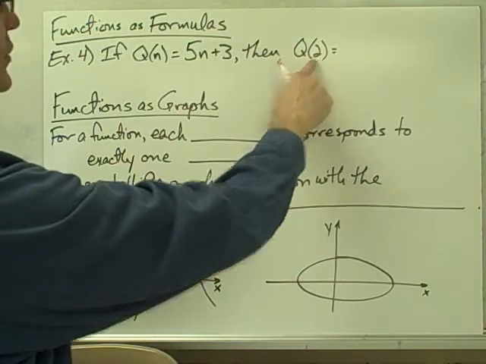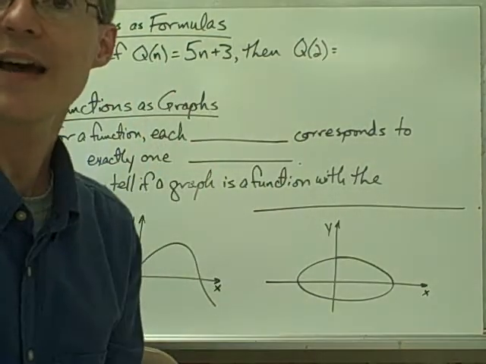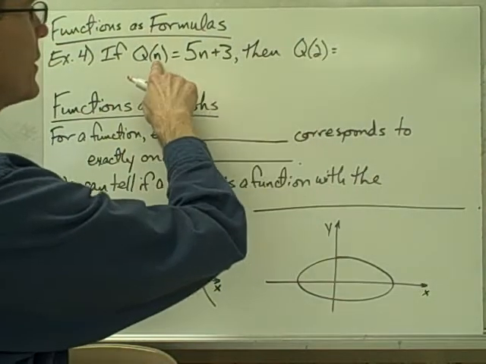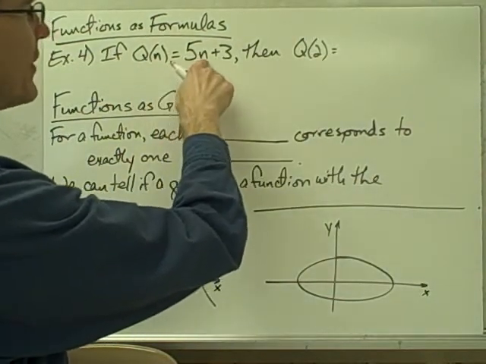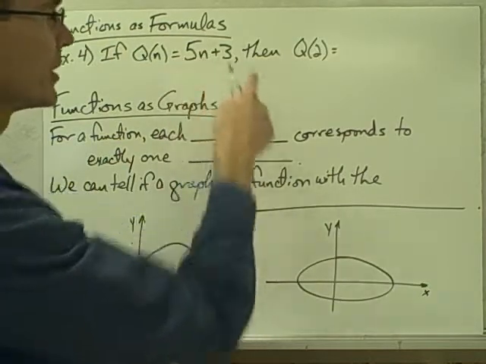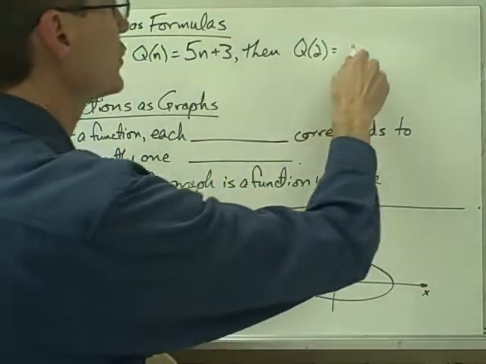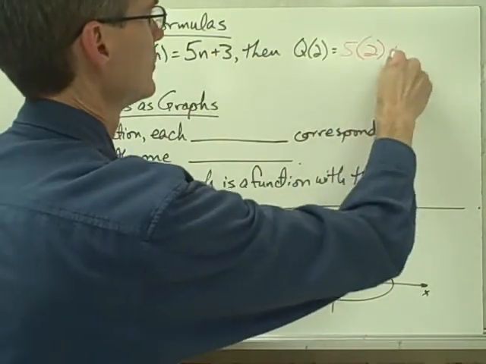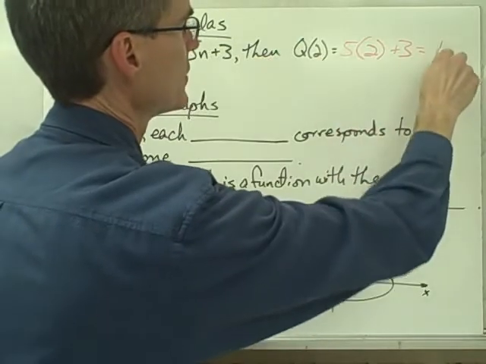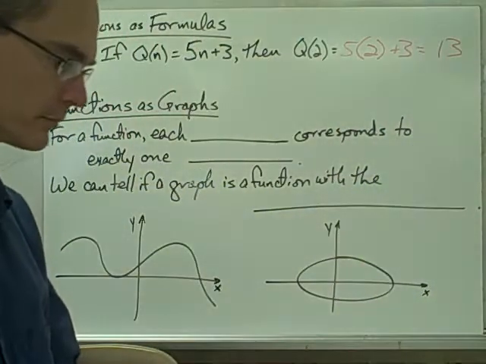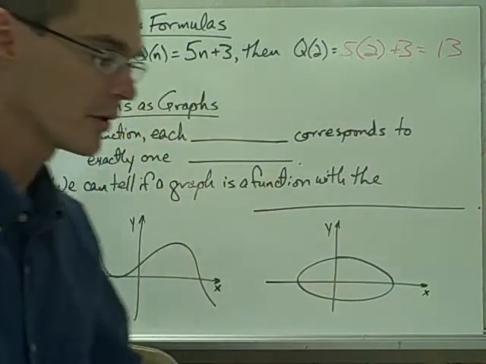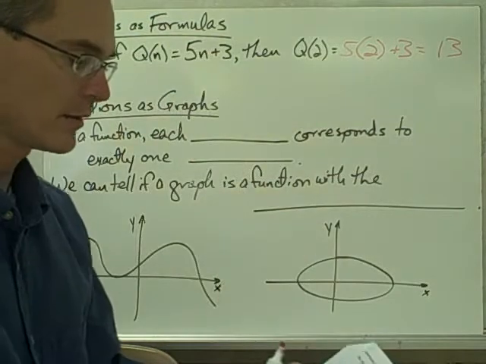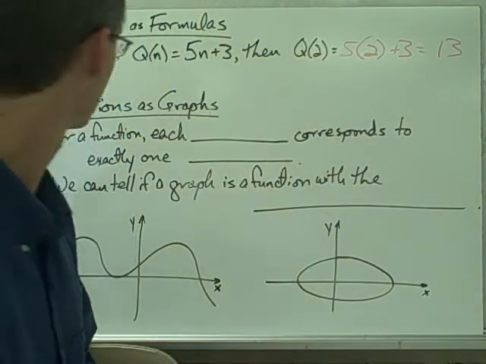of 2, that just means we're going to take the value of our independent variable, the value inside these parentheses in our function notation. We're going to replace that value with the number 2. And everywhere that independent variable exists in our formula, we're going to replace that with 2. So q of 2 just means 5 times 2 plus 3, which is 10 plus 3, which is 13. And there are a couple of other examples there for interpreting q as a formula. I'm going to leave those for you to do.